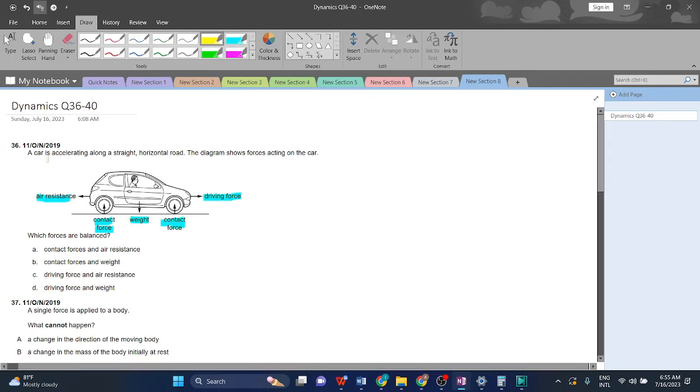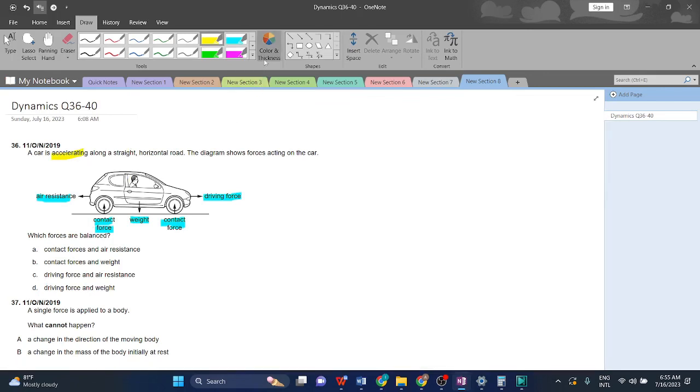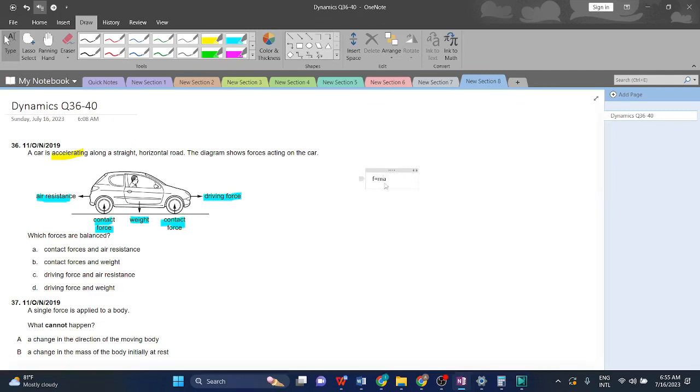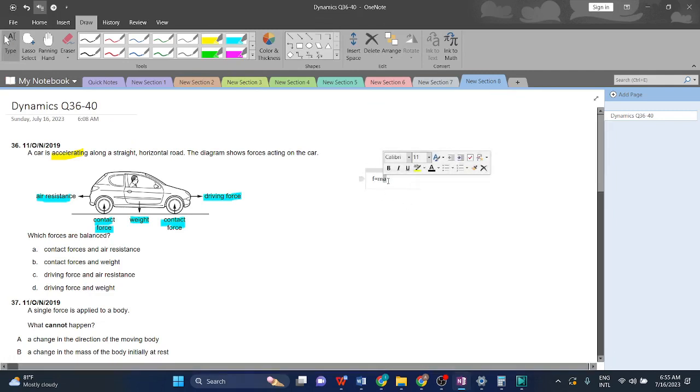अच्छा, शुरू में ही हमें बता दिया the car is accelerating. Therefore, we have to conclude that there is a resultant force because, मैं आपको बताता हूँ, F equals ma, and when there is an acceleration, there is a resultant force, which implies the forces aren't balanced. Air resistance and driving force aren't balanced.